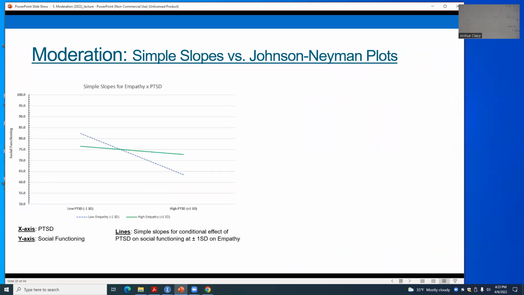And if I go through and plot this out, so here is, and this is from Layla's thesis. And so Layla, the relation between PTSD and social functioning at high and low levels of empathy, right? So does empathy change the nature of the association between PTSD and interpersonal functioning? We go through and we ran it, so yes, we find an interaction.